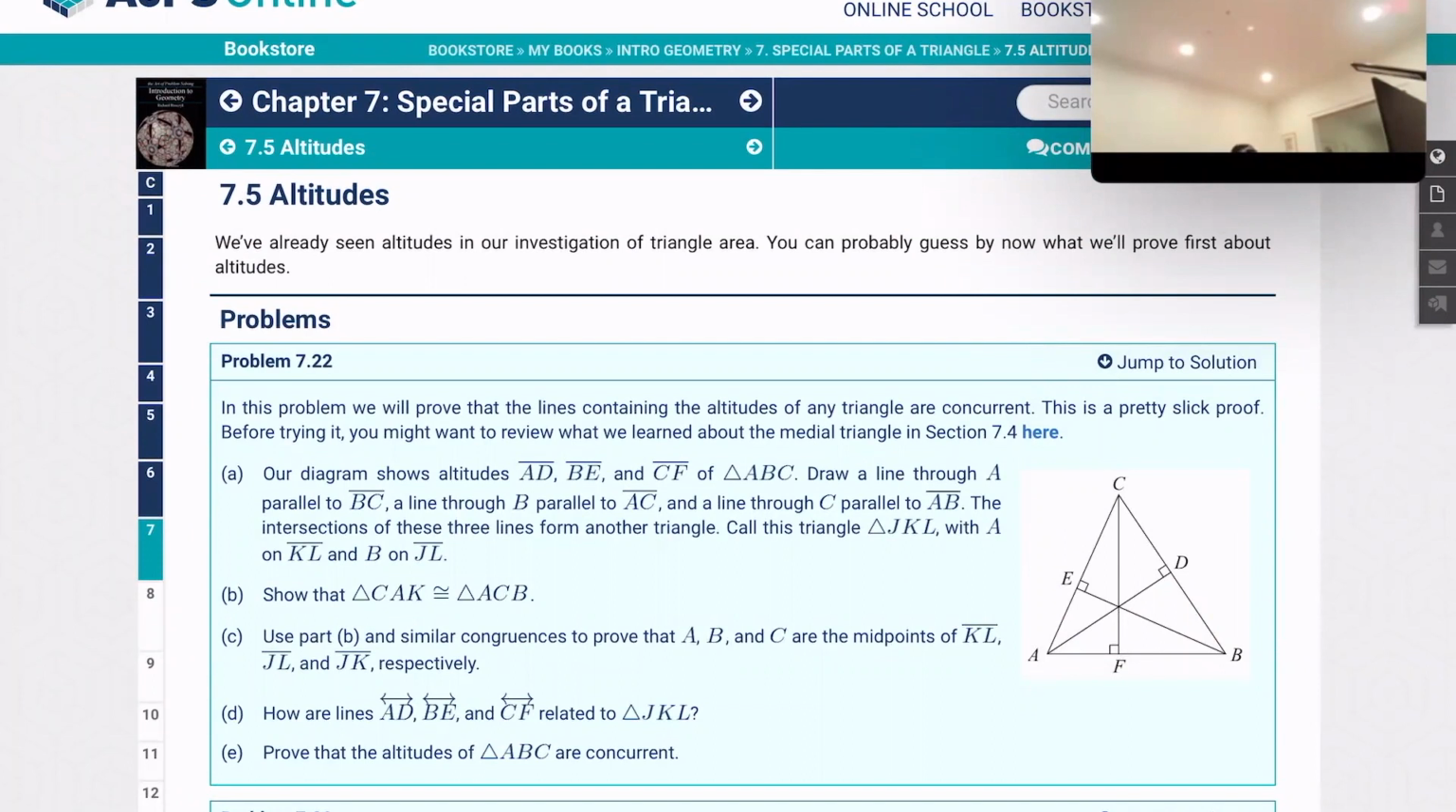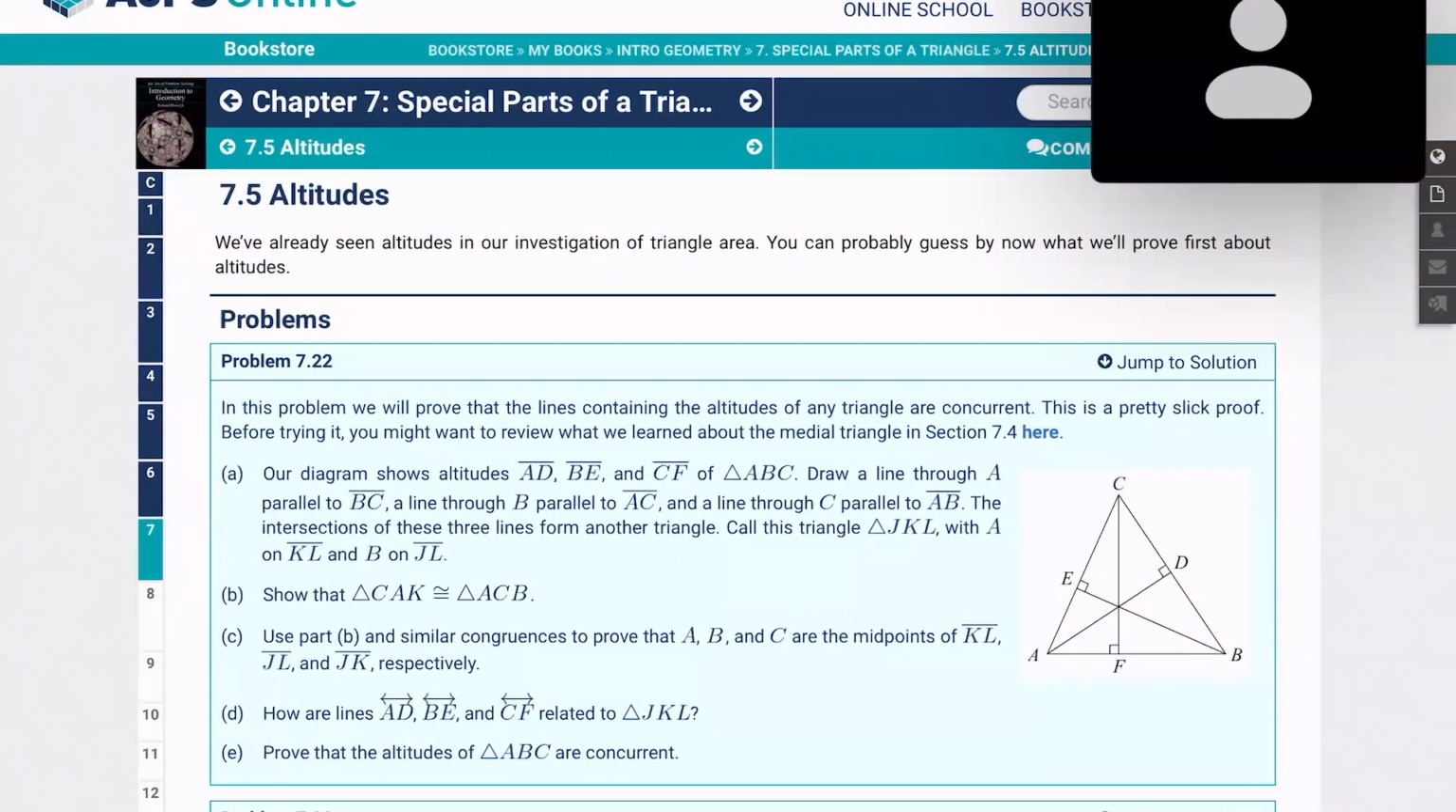We already saw altitudes in our investigation of triangle area. You can probably guess by now that we'll prove something about altitudes. In this problem, we will prove that the lines containing the altitudes of any triangle are concurrent. This is a pretty slick proof. Before trying it, you might want to review what we learned about the medial triangle in section 7.4 here.